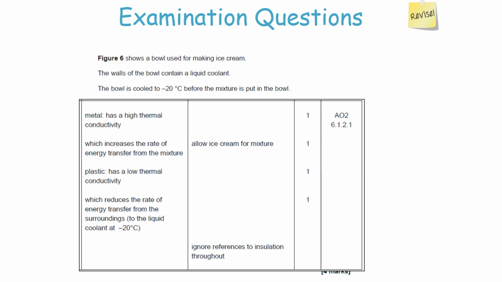So what does insulation do? It reduces the rate of energy transfer from the surroundings or to the surroundings, but obviously in this case it will be coming in from the surroundings because it's ice cream in there, a colder object.